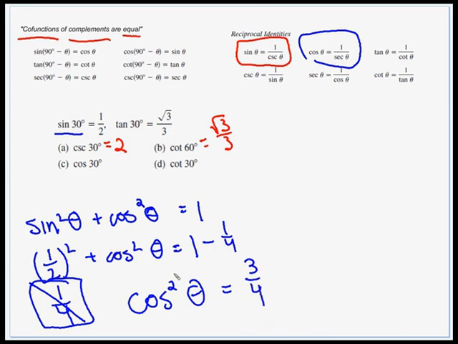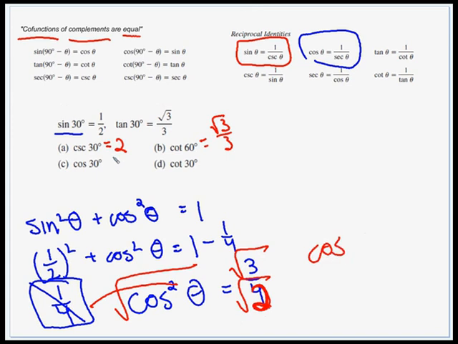And since I have cosine squared, I want a square root. So the square and the square root cancel. The cos of the angle is going to be, I have to square root the right side, square root the numerator, and it's the square root of 3. And if I square root that denominator 4, the square root of 4 is 2. So I'll have the cosine of this 30-degree angle is the square root of 3 over 2.